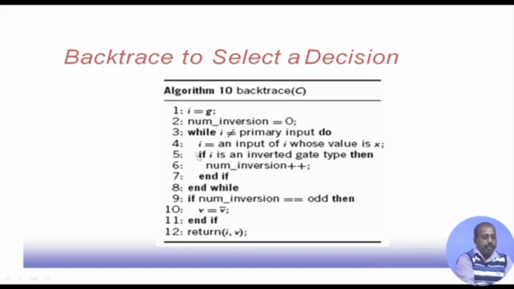So basically, for justifying this I to some value, we need to justify this thing. So I to V. This I is a primary input, so we need to justify this primary input to this value.